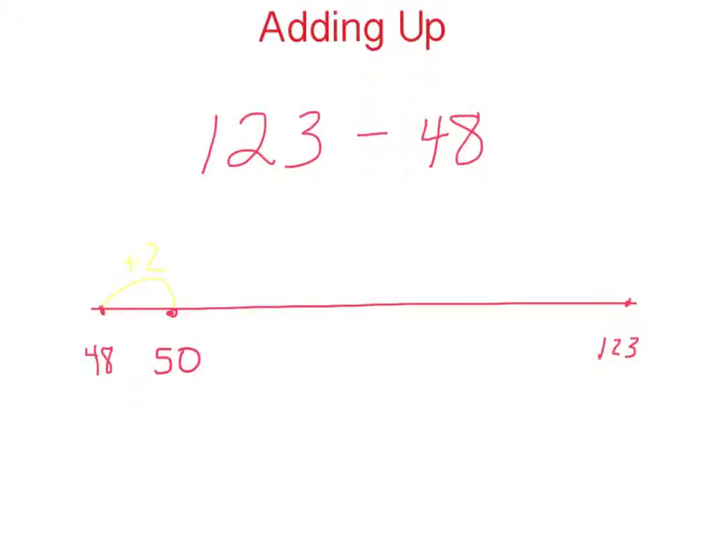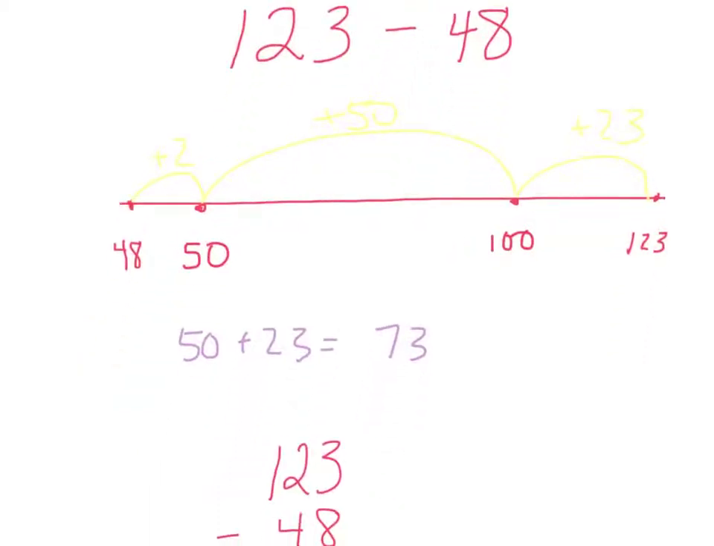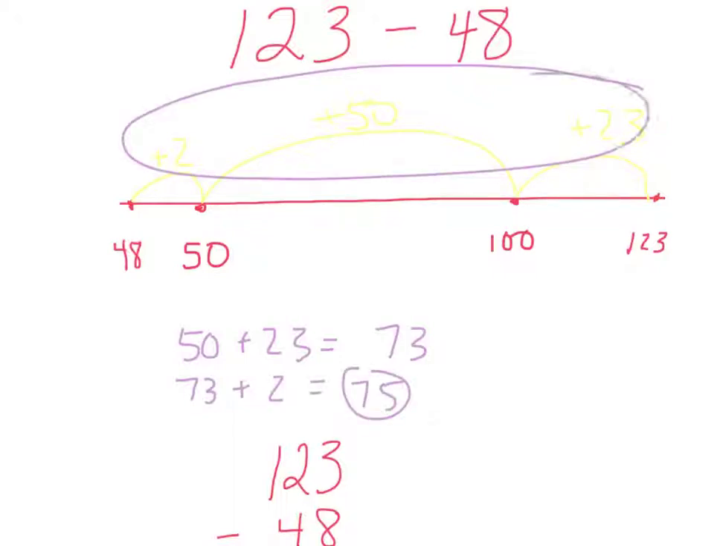They might then jump 50 to get to 100. And then finally 23 to get to 123. Now students have to add these jumps up to figure out the answer. 50 plus 23 equals 73, and 73 plus 2 equals 75. The answer is 75.